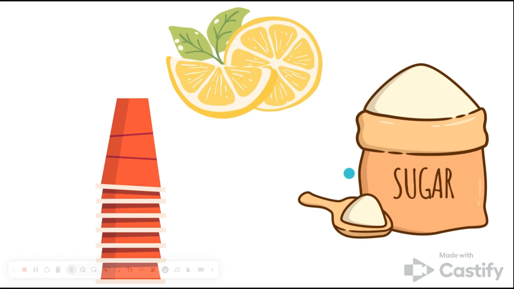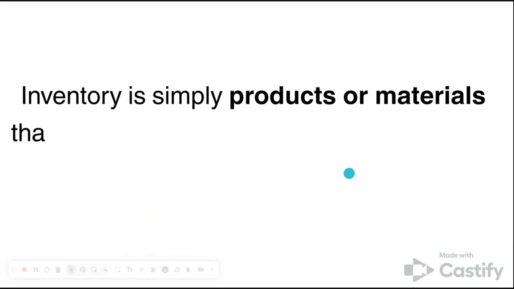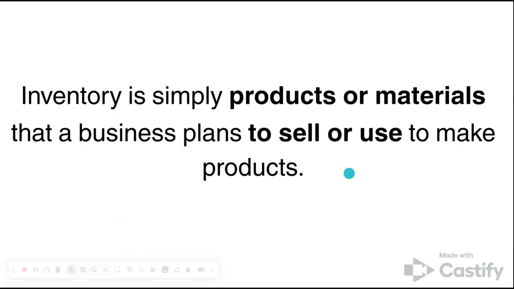Imagine you buy 100 cups, a bag of lemon, and a bag of sugar. You haven't sold anything yet. These items aren't expenses yet. Instead, they're considered inventory. Inventory is simply products or materials that a business plans to sell or use to make products. Think of inventory as supplies waiting to be used. For a lemonade stand, lemon, sugar, and cups are the inventory.